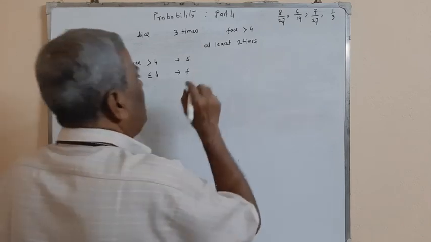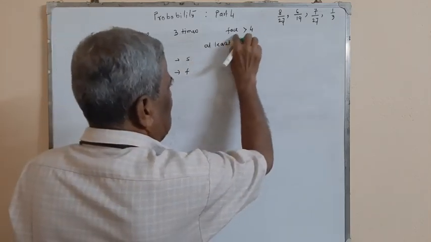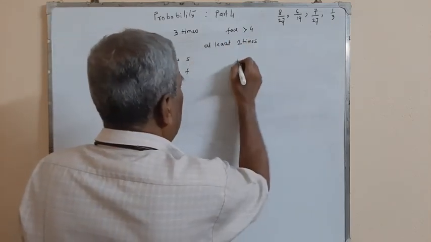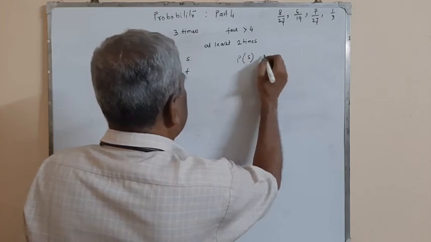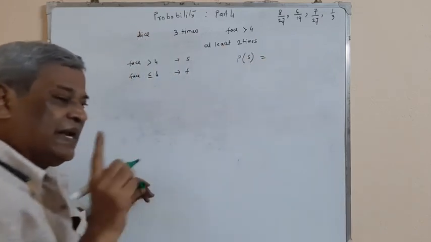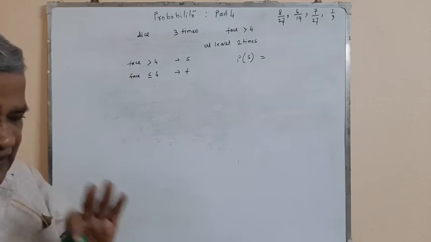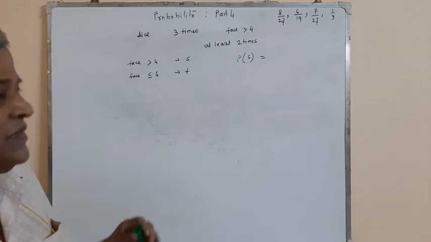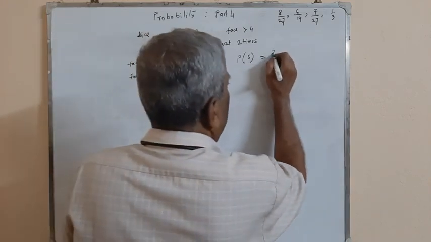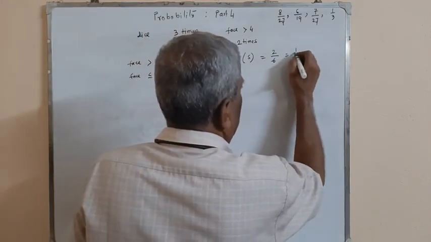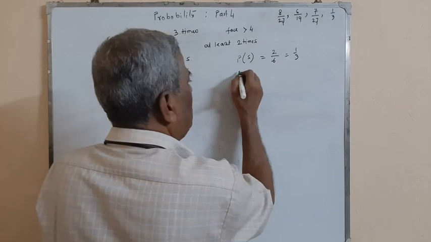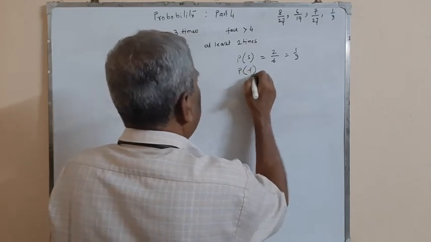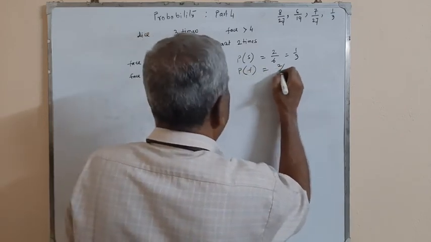So probability of success, that is faces greater than 4, that is 5 and 6, that is 2 cases for success. So it is 2 by 6, that is 1 by 3. And probability of failure, obviously, it is 2 by 3.